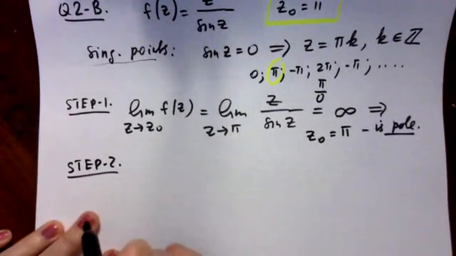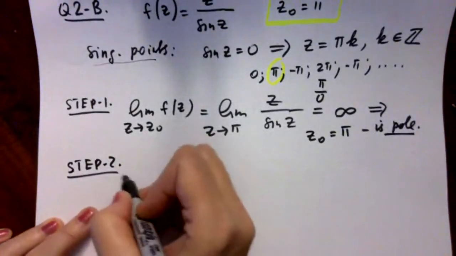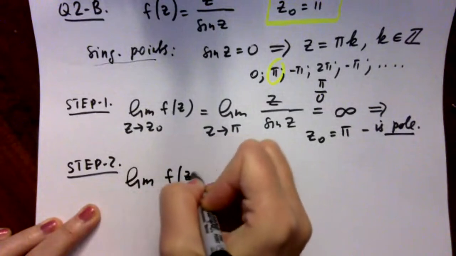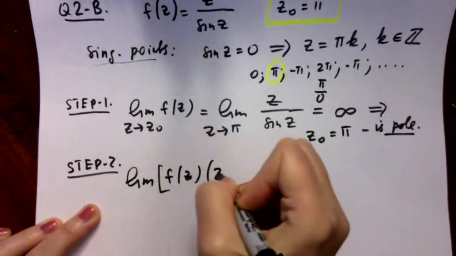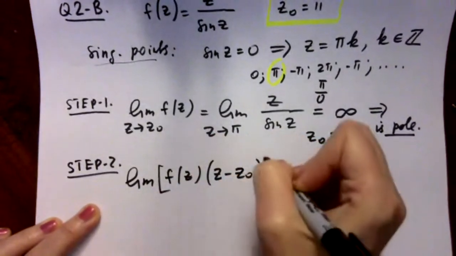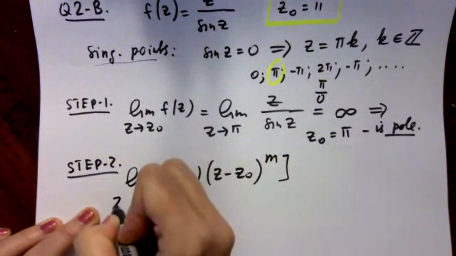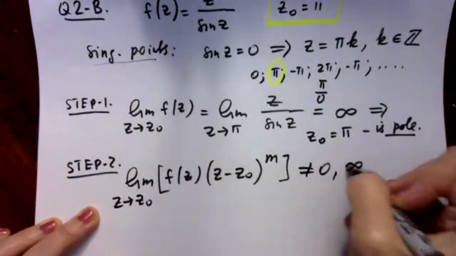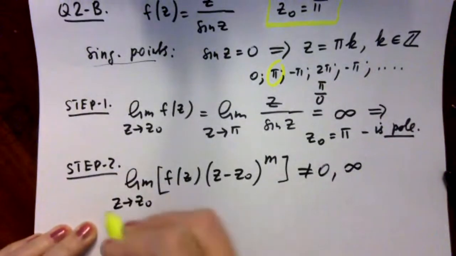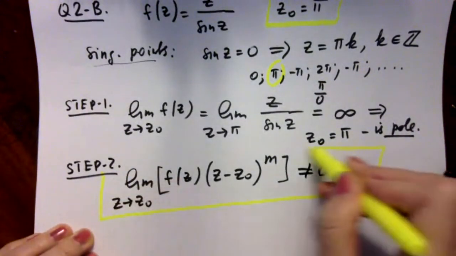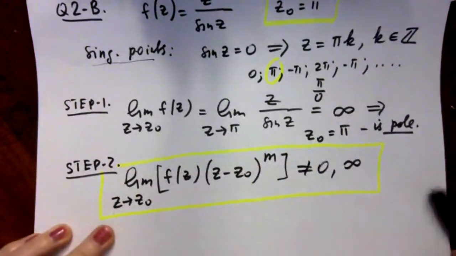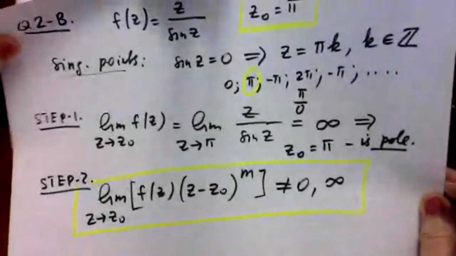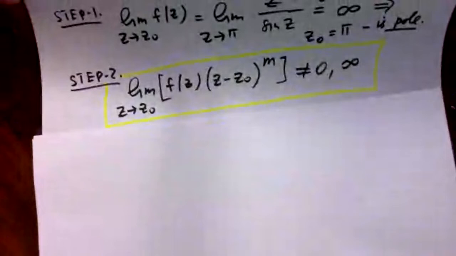But we already have some experience. We need to consider this limit. We need to build this limit: the limit of f of z times z minus z0 to the power of m, as z tends to z0, and it should be equal either to 0 or infinity. So we need to exploit this expression to determine our m. m is an unknown here. Okay, let's build this expression for our concrete situation.